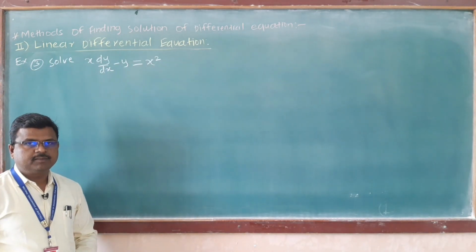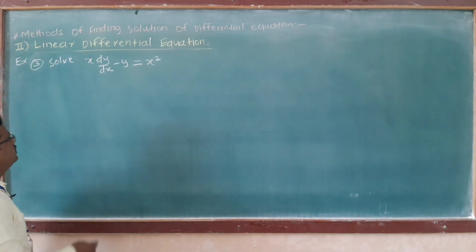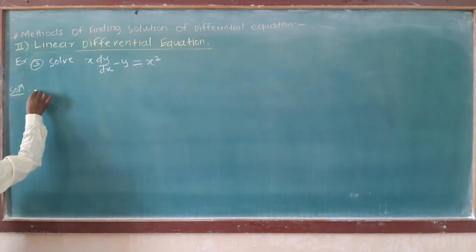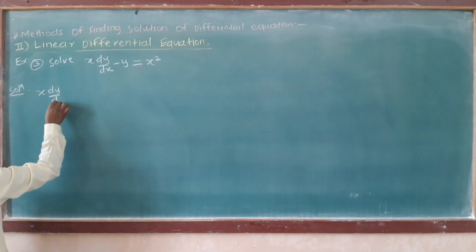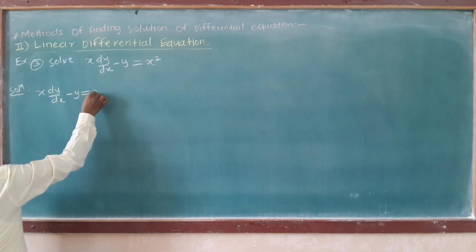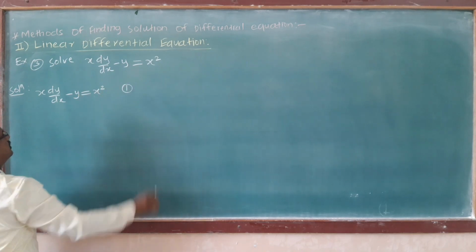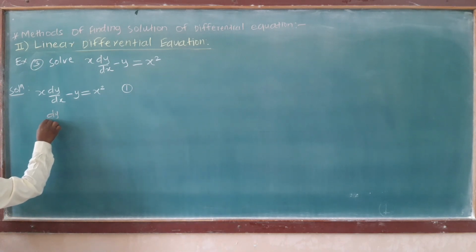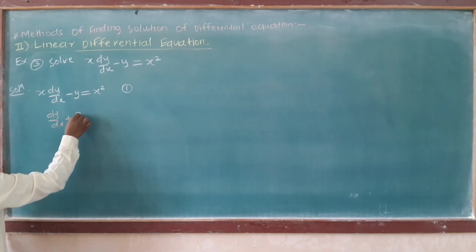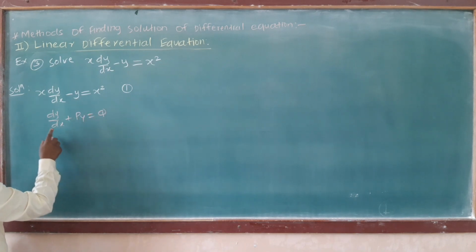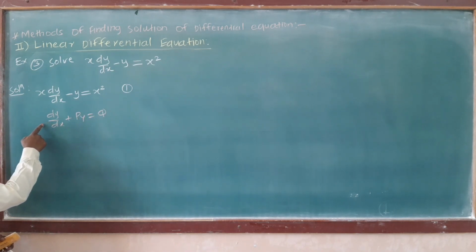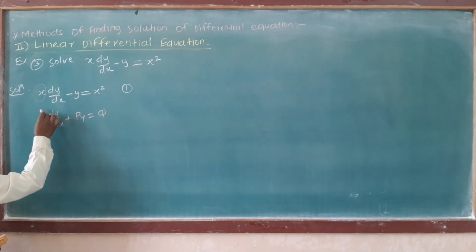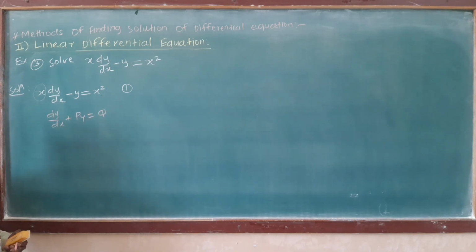See this next example number 3. This is the given equation: x dy by dx minus y is equal to x square. Call this equation number 1. Now we see this is a differential equation of the form dy by dx plus py is equal to q. Here the coefficient of dy by dx should be 1, but here the dy by dx coefficient is x. So remove this x, divide this equation by x.